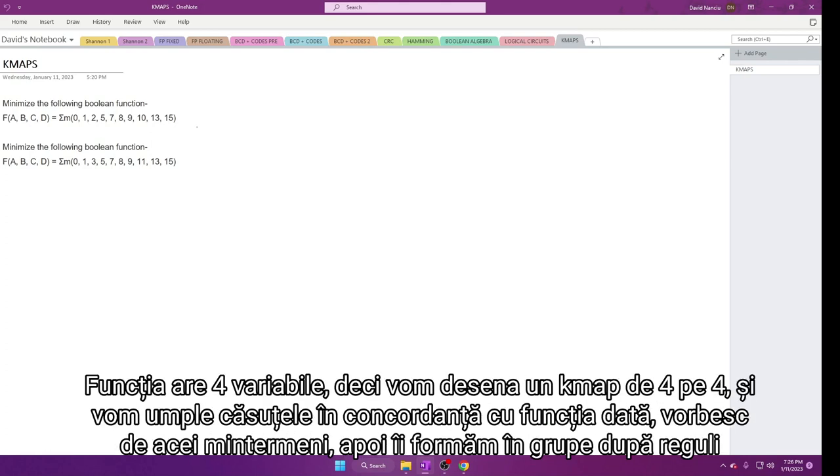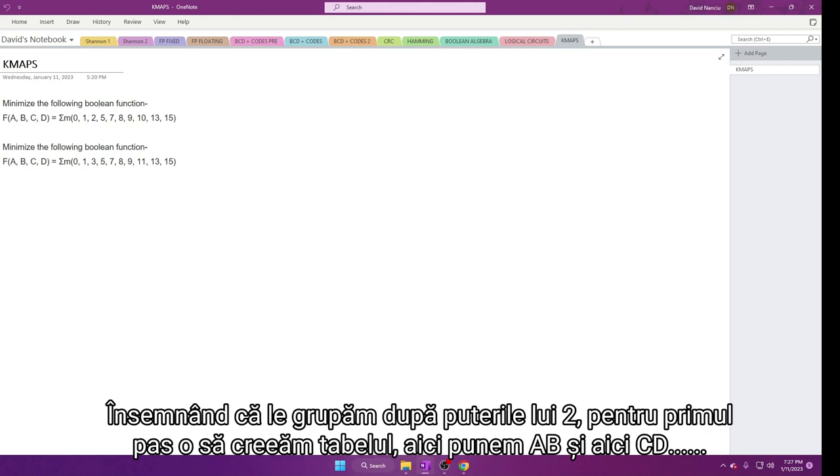Since the given Boolean expression has four variables, we will draw a 4x4 K-map. We will fill the cells of the K-map in accordance with the given Boolean function, and I'm talking about those minterms right here. Then we form the groups in accordance with the above rules. That means we group them by powers of 2, the largest group possible that is a power of 2.